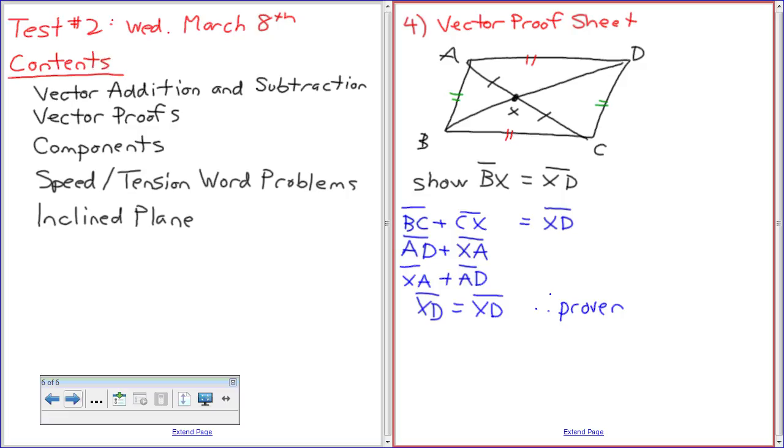So I wrote BC plus CX. I could have chosen BA plus AX as well, that would have worked the same way. I knew that BC was equal to this, and this plus CX plus that, and it all worked out. I could have done the same thing: I could have said BA plus AX, and then I said, well, AX is equal to this plus this, and you would have gotten the same result.